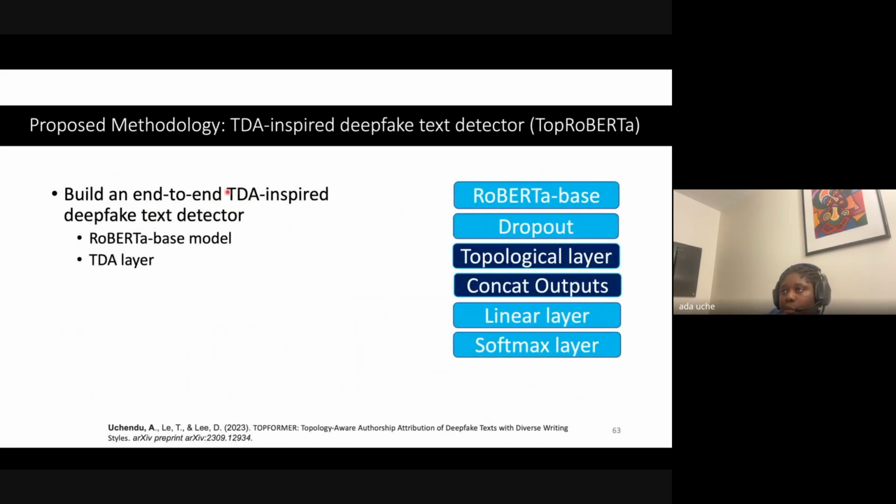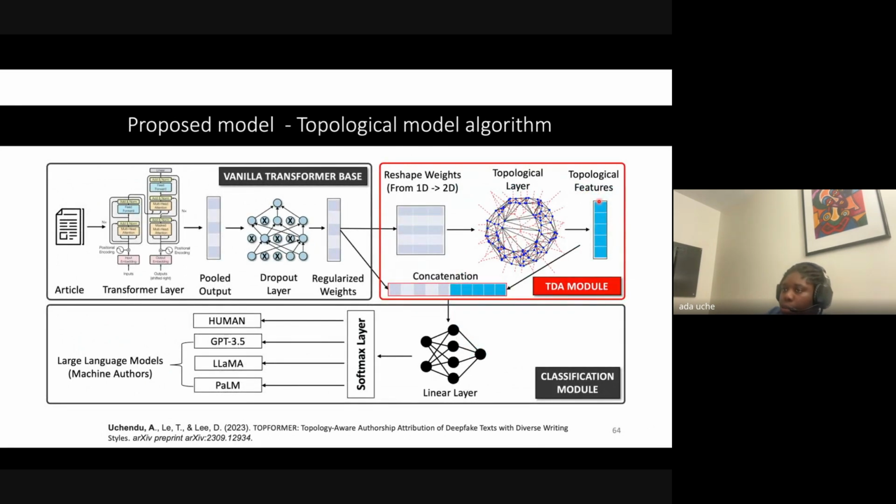So the proposed model is just including a topological layer in transformer-based models like Roberta. We chose Roberta because it's a pretty good baseline. It has about 20,000 more vocabulary size than BERT. And this is the proposed approach.